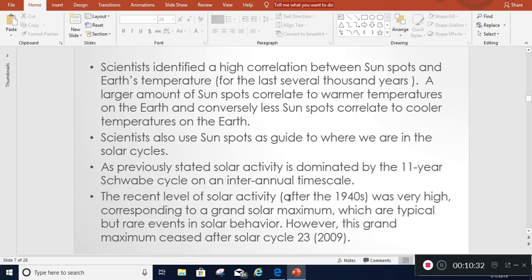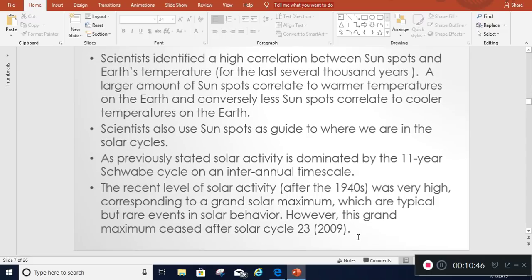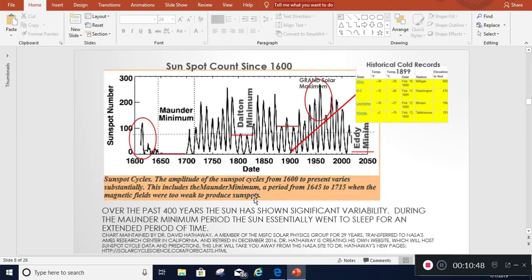The recent level of solar activity after the 1940s was very high, corresponding to a grand solar maximum, which are typical but rare events in solar behavior. However, this grand maximum ceased after cycle 23, which was 2009. So they've been keeping track of these cycles. And so you'll see in the next couple charts that they'll actually show the numbers of these cycles.